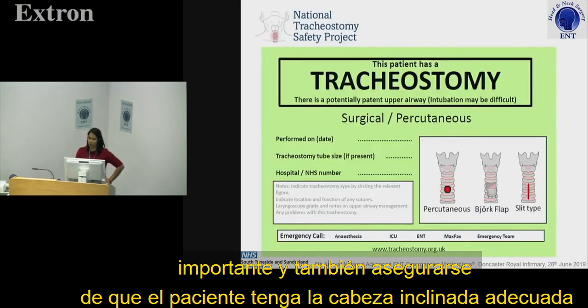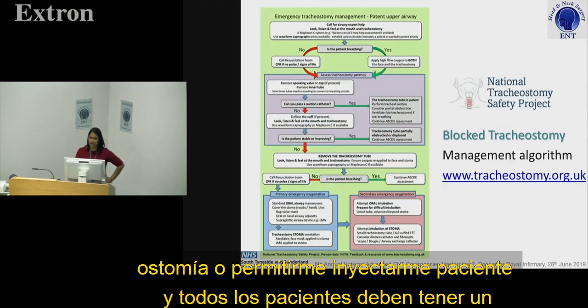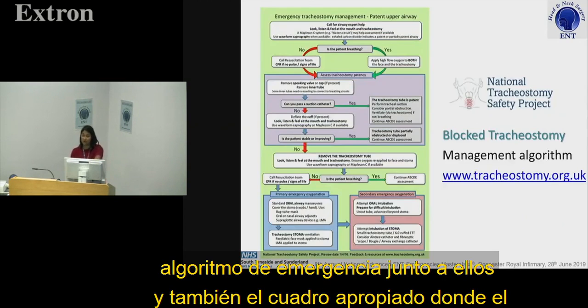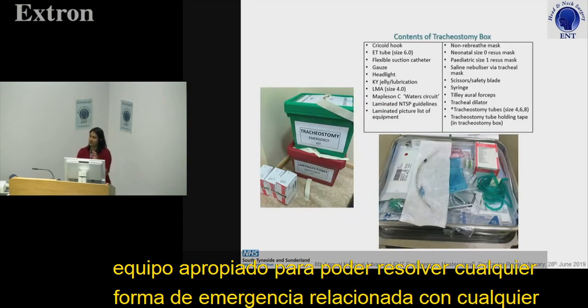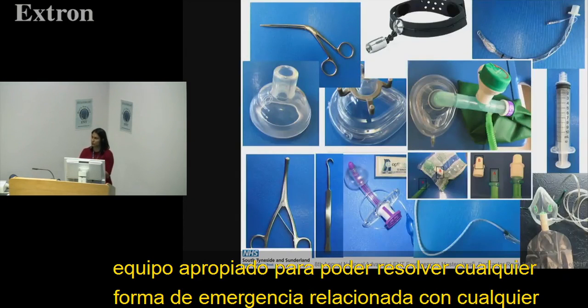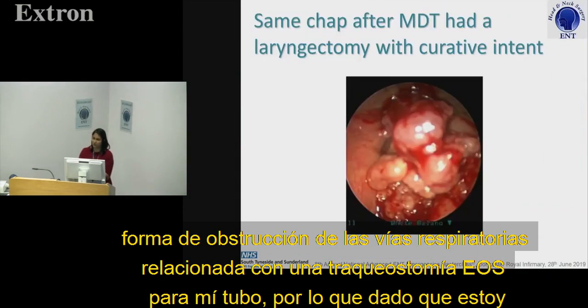Handing over is very important, and also ensuring that the patient has the appropriate bed head signs next to their bed, so that people know that they are a tracheostomy or a laryngectomy patient. And all of the patients should have an emergency algorithm next to them as well, and also the appropriate box with the appropriate equipment to be able to sort out any form of airway obstruction related to a tracheostomy tube.